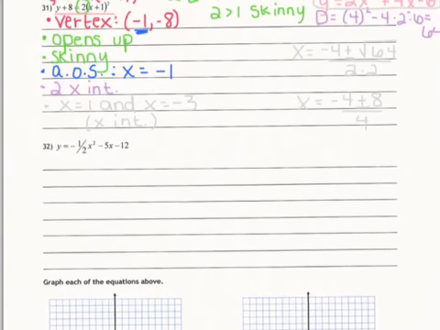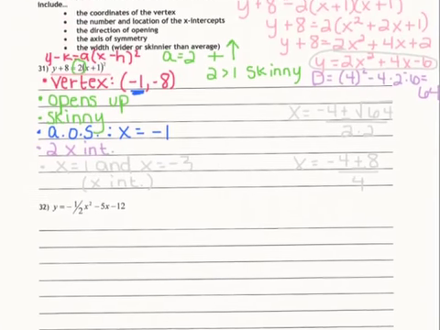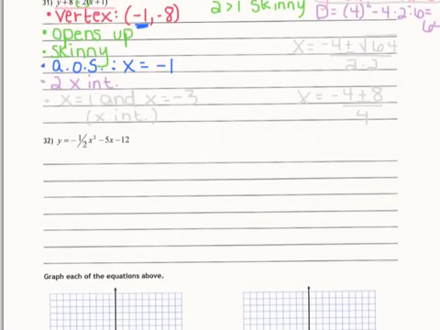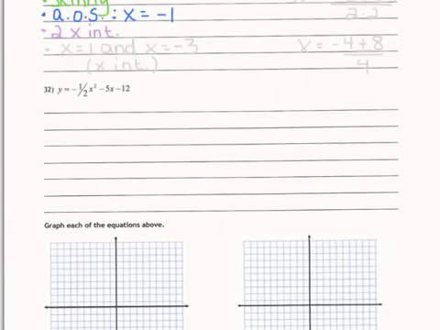For this one, I'm not going to have to do all of this, because this one is already in standard form. I still will have to do this stuff, but I won't have to do the simplifying. However, the vertex is not as obvious because I'm not in vertex form. So I'm going to have to do some solving to find my vertex. That's okay. It's not bad.